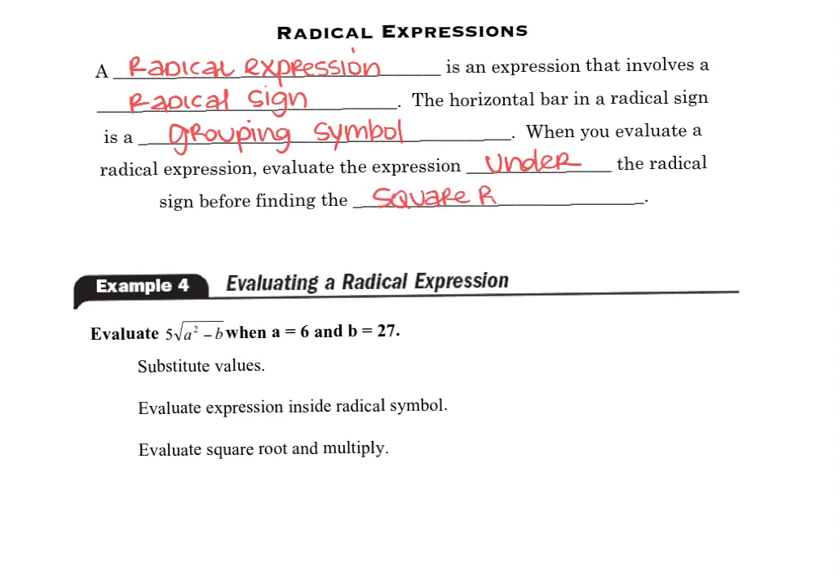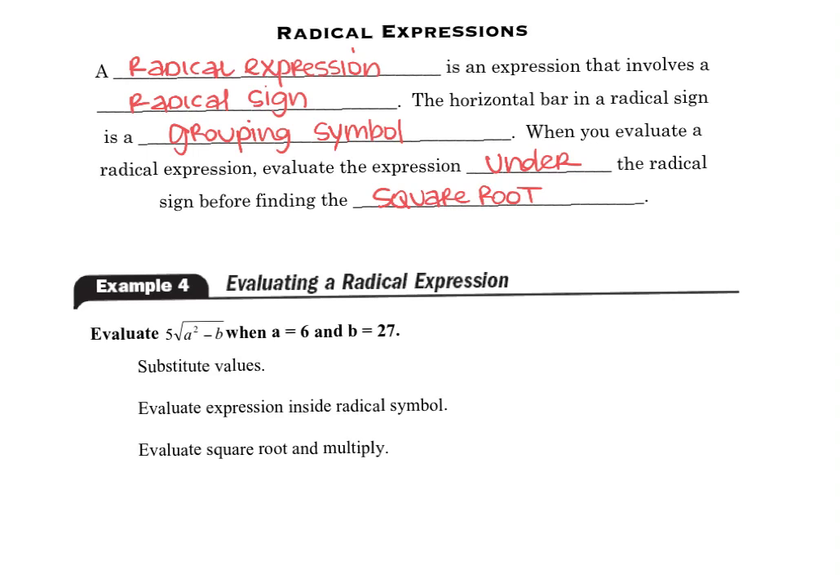Okay, and I think that after we do a couple examples, that might make even more sense. But just like when we did absolute value expressions and you had to solve what was inside the absolute value bars and then take the absolute value and then do anything outside, it's the same here. You need to evaluate what is under the radical sign, or under the square root sign, then take the square root, and then do anything on the outside.